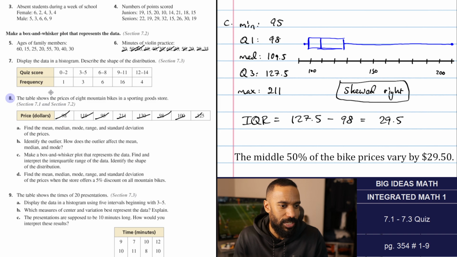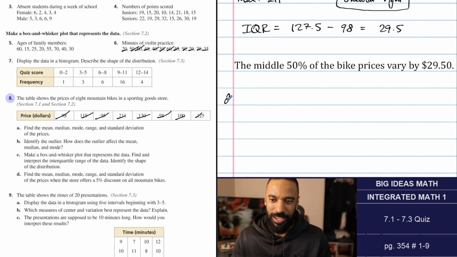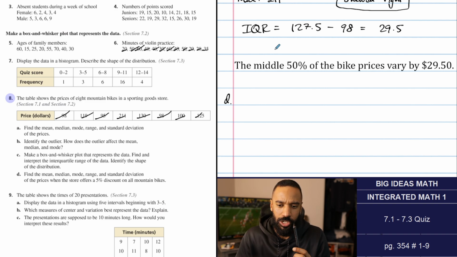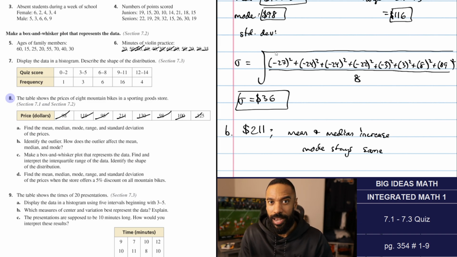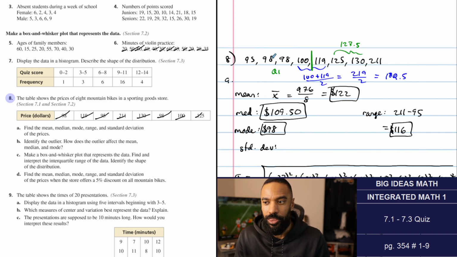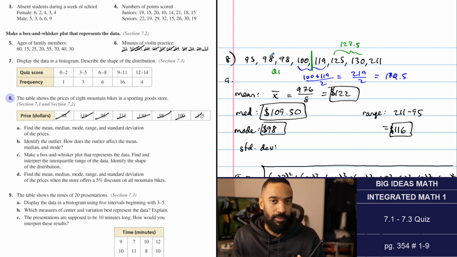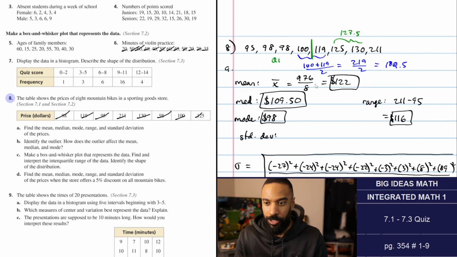Now we got to do all these things here. And this is the part I'm not going to remember off the top of my head, so maybe I should think about this before actually talking about it. Find the mean, median, mode, range, and standard deviation of the prices when the store offers a 5% discount on all mountain bikes. Now, I want you to think about what values change, and do they all change? Actually, I think they do. If they increased by addition or subtraction, then the range wouldn't change. The standard deviation, to my knowledge, shouldn't change, but the mean, median, and mode would be like $5 less or whatever.